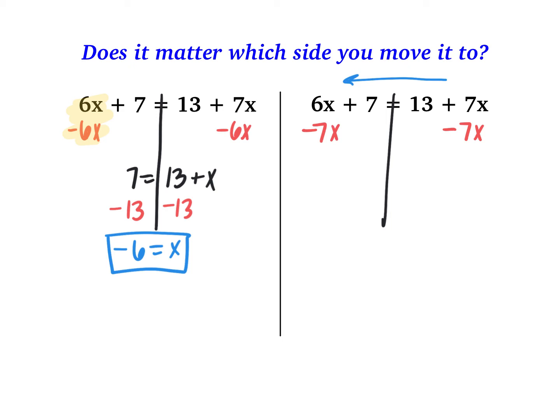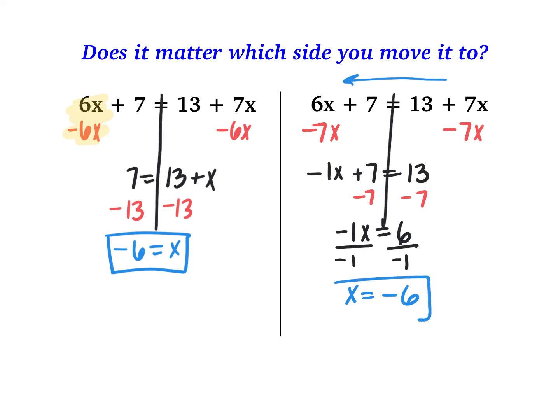So now 6x minus 7x would give me a negative 1x, or just negative x plus 7. And over here with those canceling out would just be 13. So next I'm going to get rid of my addition or subtraction, so subtracting 7 from both sides. And I have a negative 1x is equal to 6. So it looks like I'm finished, but I still have negative 1x. So I would finish this off by dividing by negative 1. And we see that we get an answer of x equals negative 6.